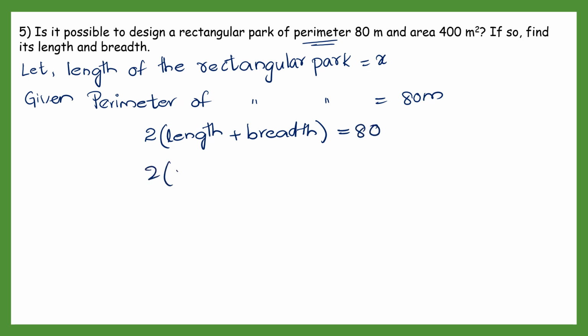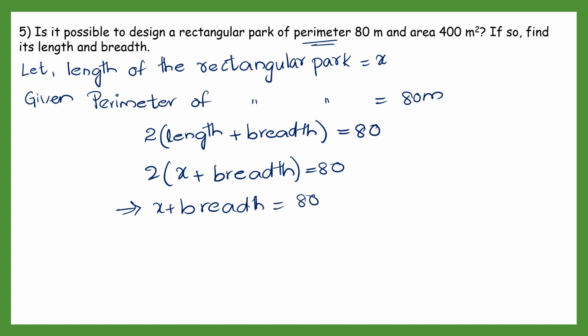So 2 into length, we assumed as x, x plus breadth is equal to 80. That means x plus breadth is equal to what? 80. This 2 is on the left side, it is in multiplication. If it comes to the right side, it will become division. 2 ones are 2, 2 40s. So x plus breadth is equal to 40. That means breadth is equal to what? Breadth is equal to 40 minus x.